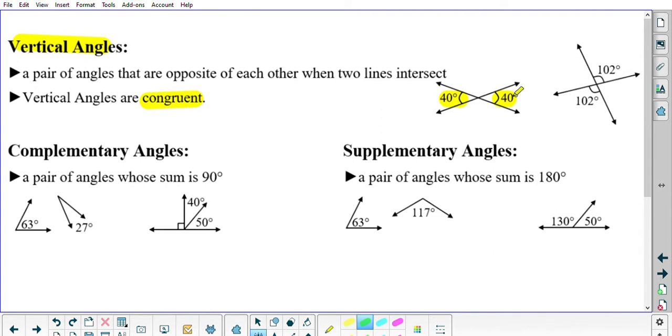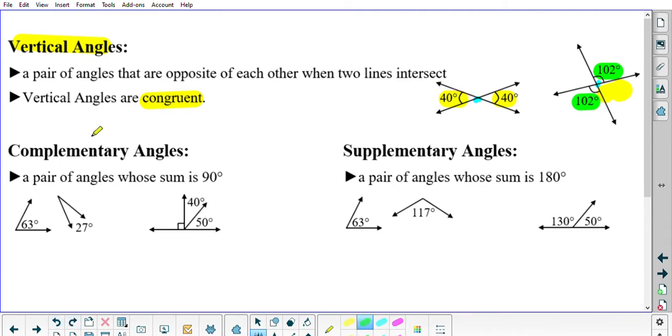Now, they don't have to be left and right of each other. They could be above and below each other from 2 intersecting lines. But again, they're angles opposite of each other, not right next to each other. It's not like the angle here and the 102-degree angle. No, no, no, no. They are angles opposite of each other where they do share a common vertex in between, but they do not share a common side. When I say a common side, I mean like a ray going here. You can see the other 40-degree angle on the right does not have that ray. So that's what I mean by opposite of each other.